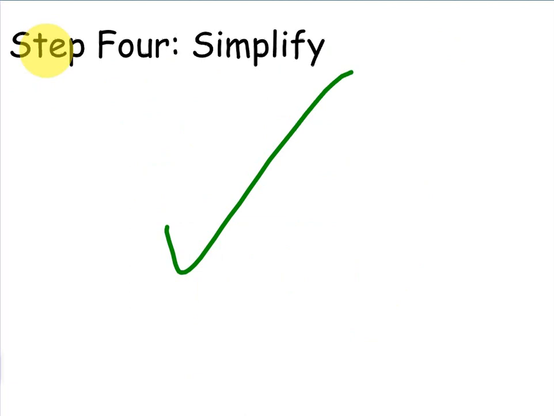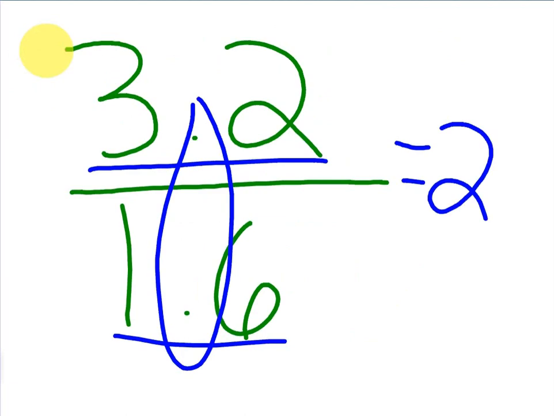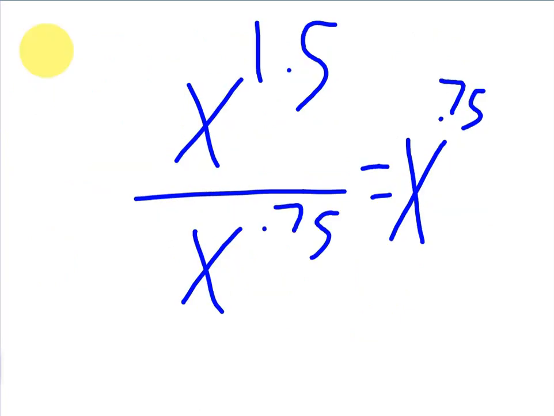I did want to show a couple more things. Sometimes you will have decimals for coefficients. It's the same thing there, like 3.2 on the top and 1.6 on the bottom. You're going to get a 2 on the top because it's the same as 32 over 16.